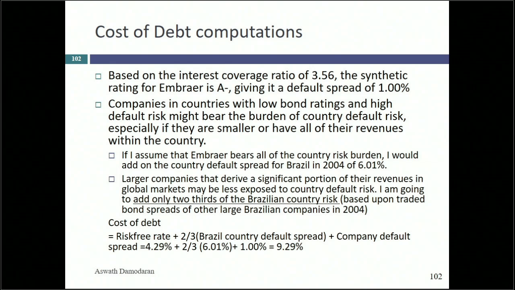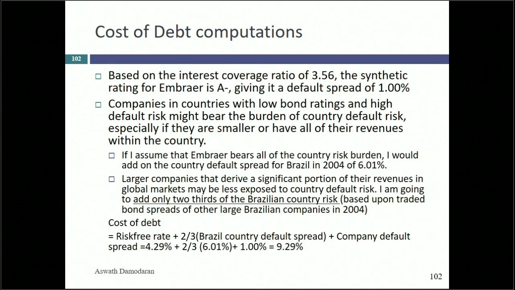And the default spread for Brazil was huge at the time. It was about 6%. But I chose to attach only 2/3 of that spread. Why? Because Embraer got so much of its revenues outside Brazil in dollars that my argument was Brazil might have a big default spread, but Embraer does not have to carry the entire burden. So when you're estimating the cost of debt for an emerging market company, start with a synthetic rating, get a default spread. And if your country has a default spread, you don't want to do the 2/3, just add the entire country default spread. You will get a cost of debt for your company.